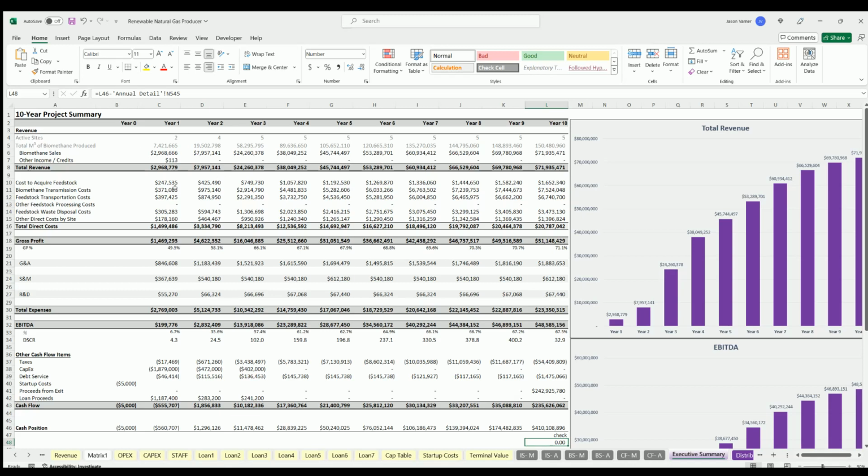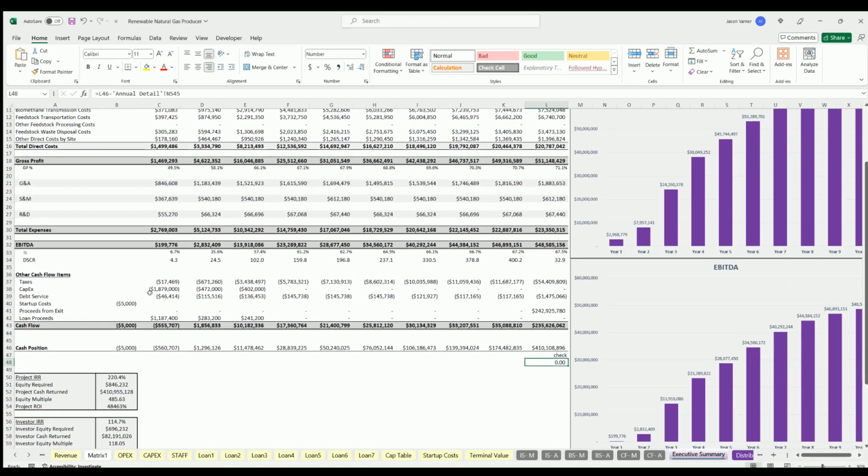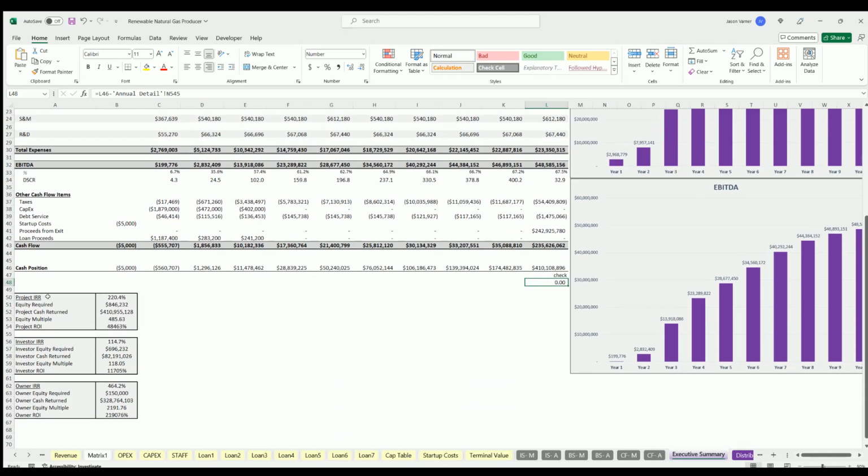Cash flow statement annual. Executive summary with some visualizations here. You get your revenue up top, direct cost, gross profit, EBITDA, similar to the income statement, except we're also showing all our other cash flow items here, like capital expenditure, startup costs, loan proceeds. You can see final periodic cash flow, cumulative cash flow, and the IRR of the project, equity required, project cash return, equity multiple to project ROI, and the same deal for the investor side and owner side, depending on if you're using those to populate.